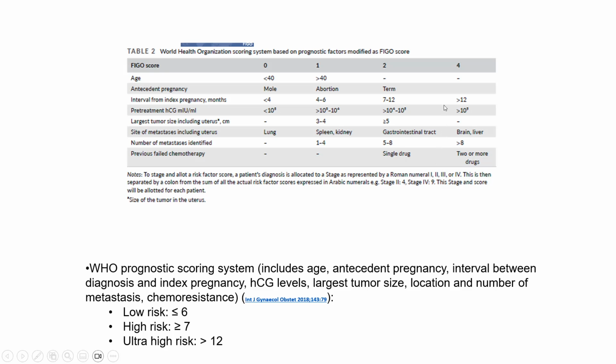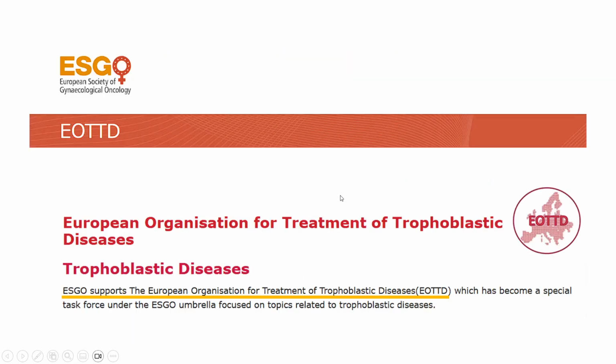Okay, that's the WHO scoring system based on prognostic factors, modified as a FIGO score. And that's how it is interpreted. I believe Dr. Ahmed went deeply into this in the previous lecture.